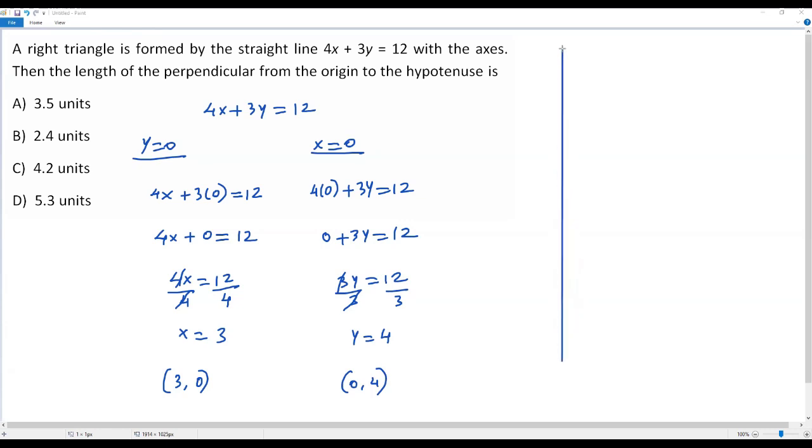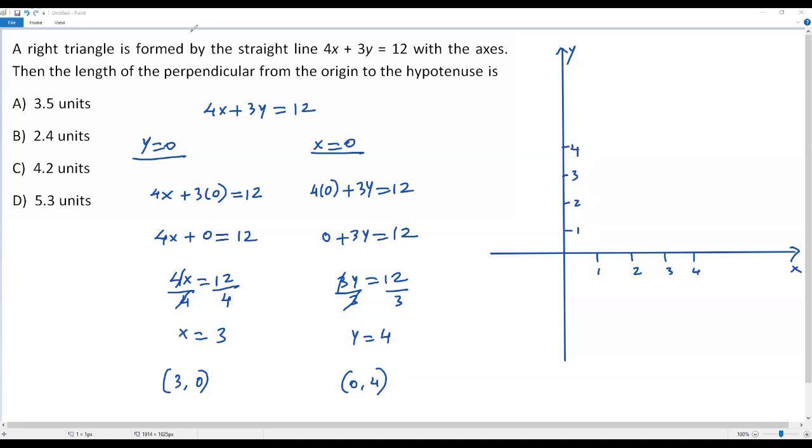Let me draw the y-axis, the vertical axis, and here we have the horizontal axis, the x-axis. Okay, let me mark it. This is the y-axis, this is the x-axis. Let me mark the values on the x-axis: 1, 2, 3, 4, and here on the y-axis we have 1, 2, 3, 4. Now let me take the x-intercept of the line, that is (3, 0), so it's over here. And the y-intercept is (0, 4), it's over here.